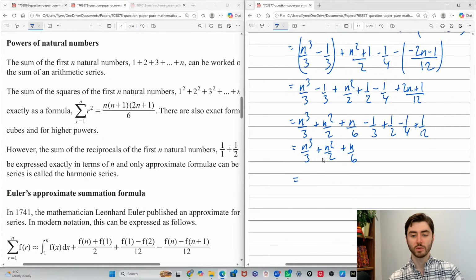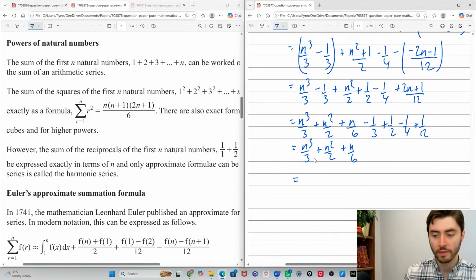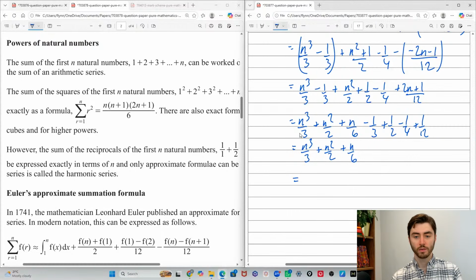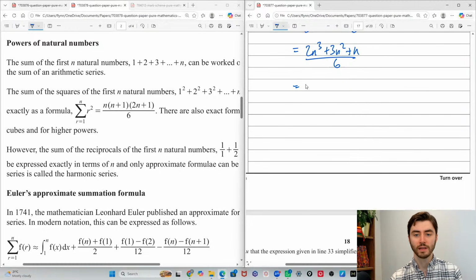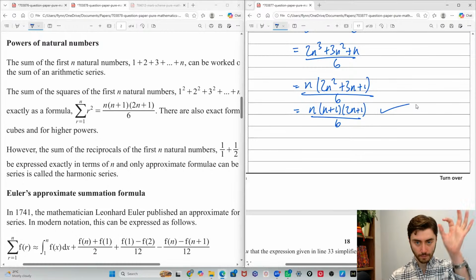So now let's bring this into a common denominator, combine the fraction. So getting everything over 6, this would be 2n cubed. That I need to multiply by 3, and that n is just by itself. I can factorize out an n and get 2n squared plus 3n plus 1 all over 6. And then I'm left with n plus 1, 2n plus 1 all over 6 as required. Good. Okay.